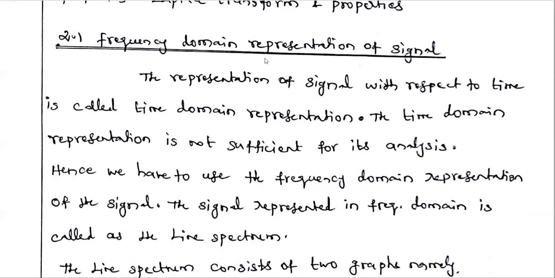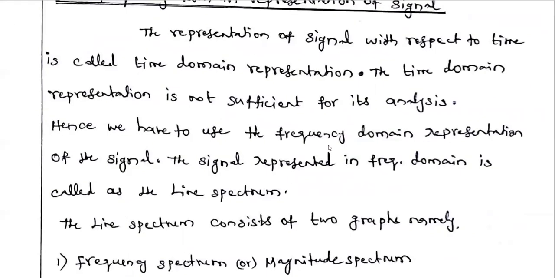It is called a frequency domain representation. What is frequency domain representation? We represent the signal in terms of frequency, that is x of omega. For the signal x of t, if we take the Fourier transform, the answer is capital X of j omega. So X of j omega is one of the frequency domain representations. The signal represented in the frequency domain is called a frequency domain representation. Another name for the frequency domain representation is the line spectrum.